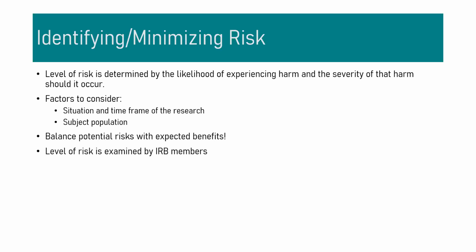And so the level of risk for each study is going to be examined by an IRB committee, and its members will determine if a study's risk of harm is acceptable, and then will make suggestions on how to change the level of harm when necessary. Additionally, safeguards such as removing participant identifiers from data or obtaining additional consent forms may be suggested by the IRB.